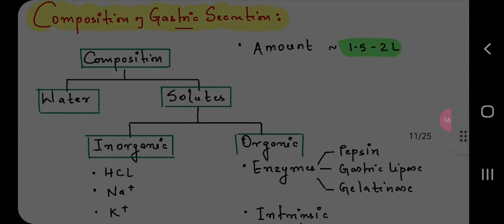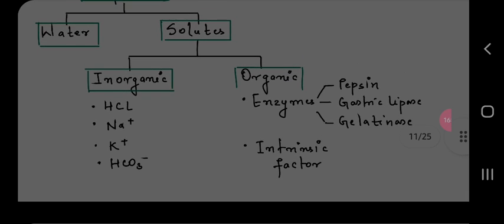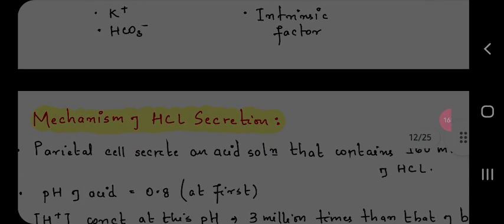Composition of gastric secretion. Composition: water and solutes, inorganic and organic. Amount is 1.5 to 2 liters. Inorganic: HCl, sodium, potassium and bicarbonate, and organic: enzymes like pepsin, gastric lipase, gelatinase, intrinsic factor.